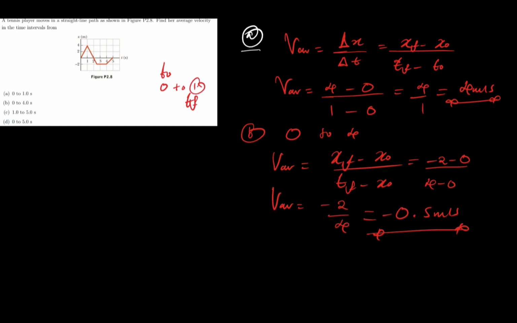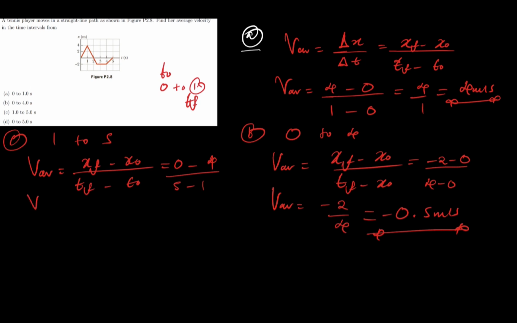And then if I look at C, it's 1 to 5. Average velocity is equal to x final minus x initial over time final minus time initial. When you stand at 5 and look on top or at the bottom, you realize there is nothing, so it's 0 minus the position at 1. At 1, if you look on top, you find your position to be 4. So it'll be minus 4 over time final 5 minus time initial 1, that's 4. Basically, I'm having minus 1 meters per second.